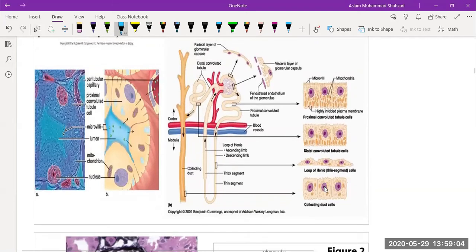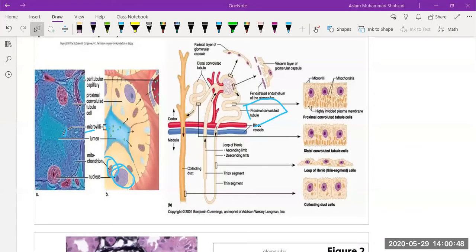If you take a look at the picture, these small characteristic microvilli are present. This is the lumen, and these are the microvilli, small structures. If you zoom in on this structure, the microvilli are responsible for absorption. Then we have mitochondria as well, and the nucleus as well. This is the proximal convoluted tubule, and actually they are responsible for reabsorption.